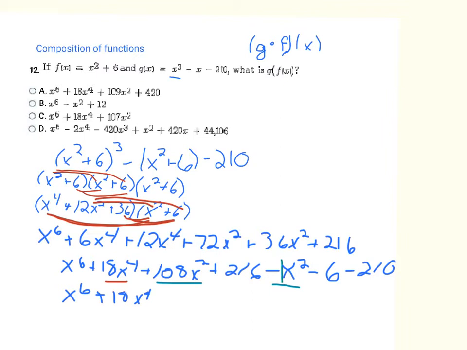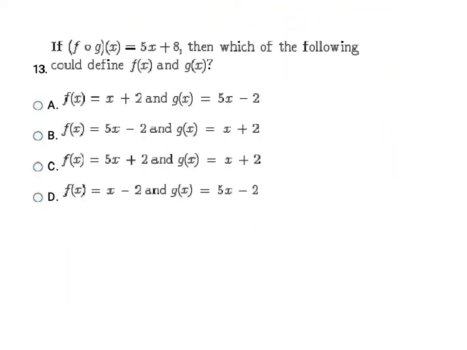So 108 minus 1 is 107, so this is a plus 107x squared. And then I have some numbers to combine. I have 216 minus 6, that's 210, minus 210 is 0, so they all cancel out. So I'm left with my final answer here, which is letter C.